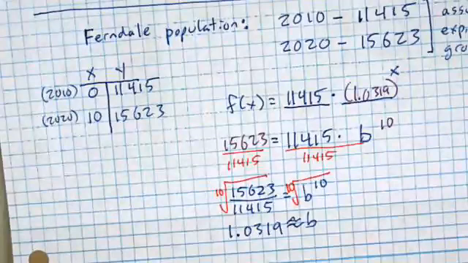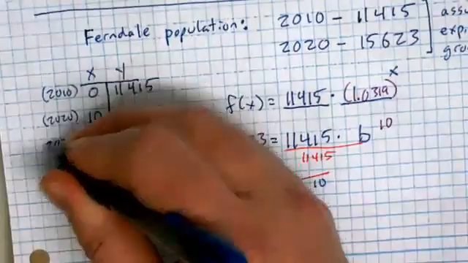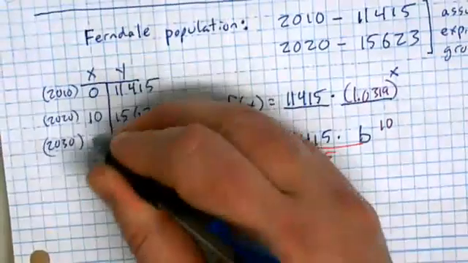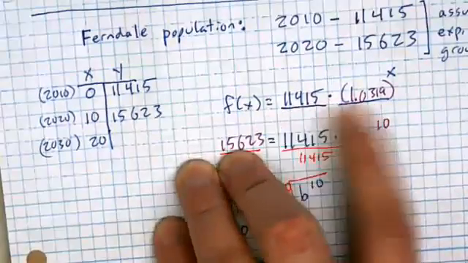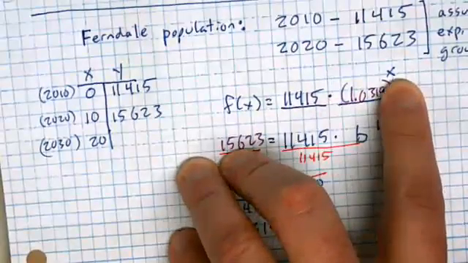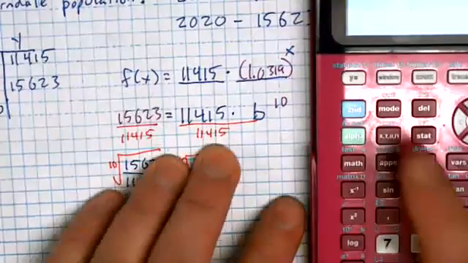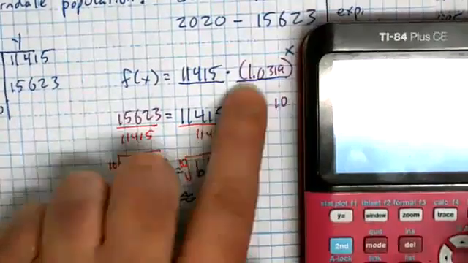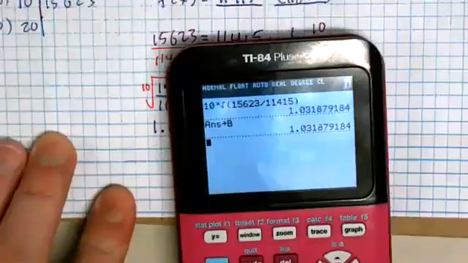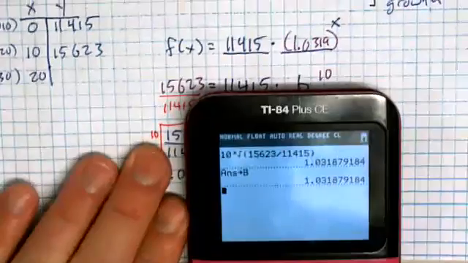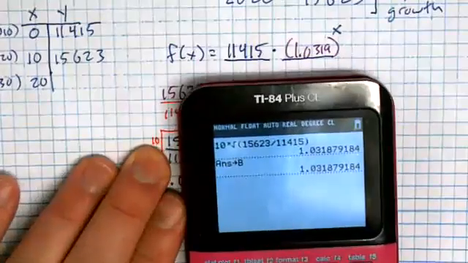So if I wanted to predict how many people are going to be here in what year? 2030. That's coming up not too far. 2030 would be year 20. I could just type this equation into my calculator and put a 20 in for x here. And I'm going to do that right now. But I'm going to use that stowed value for B instead of this rounded off value.